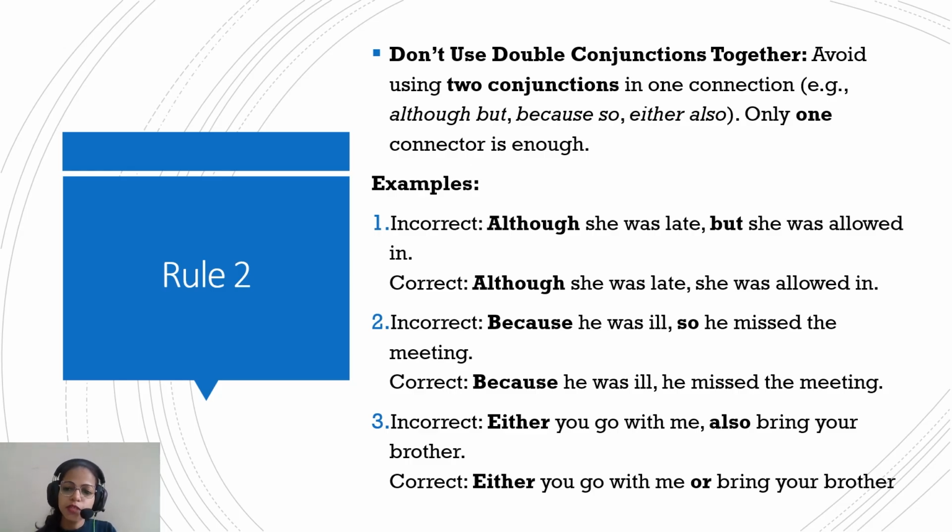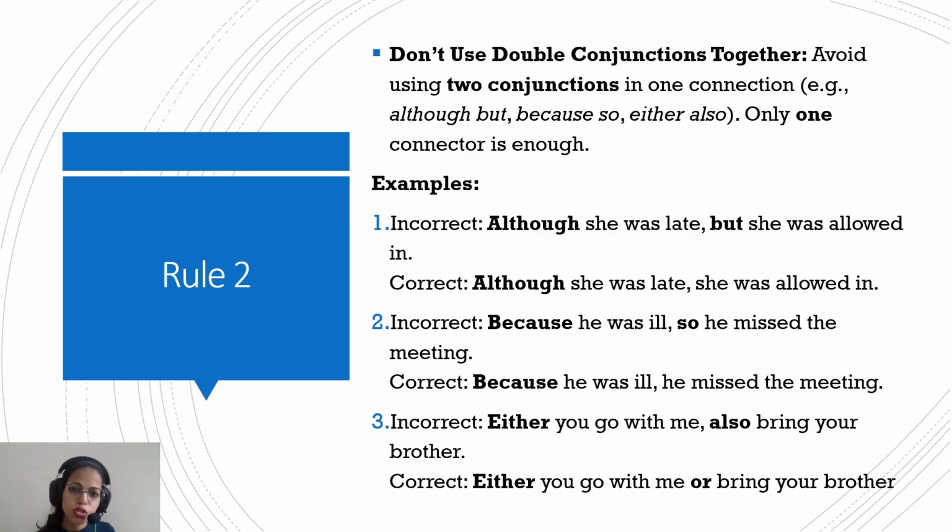So "although she was late, but she was allowed in": we do not need "but" when we have already used "although". Although she was late, comma, she was allowed in. "Because he was ill, so he missed the meeting": no. Because he was ill, comma, he missed the meeting. So we do not need to use two conjunctions.